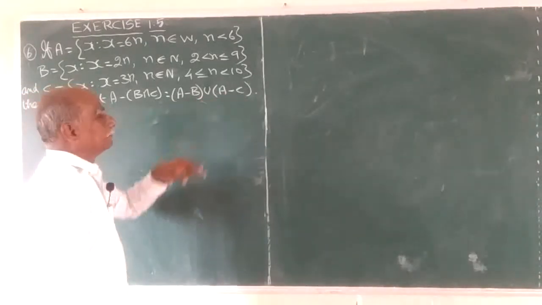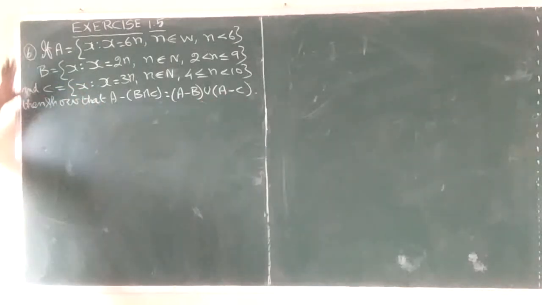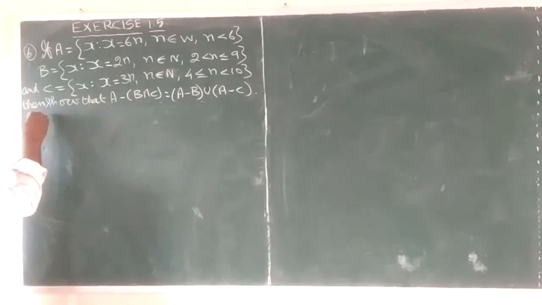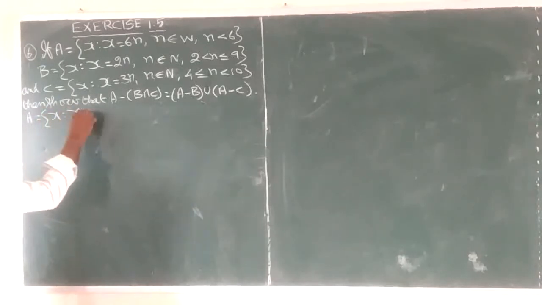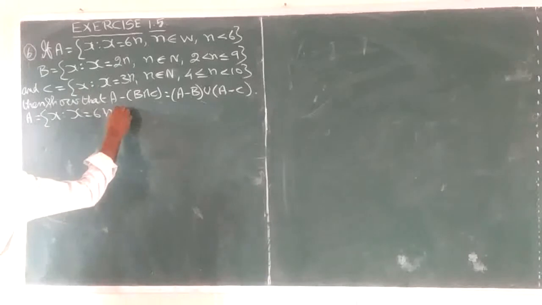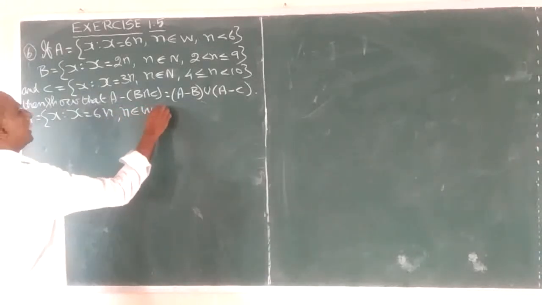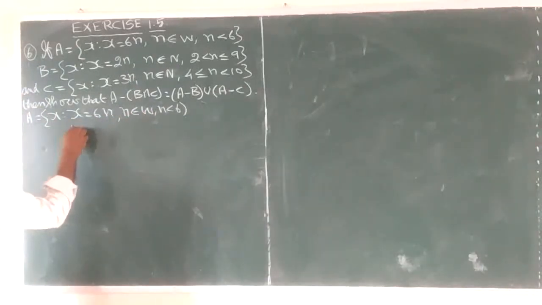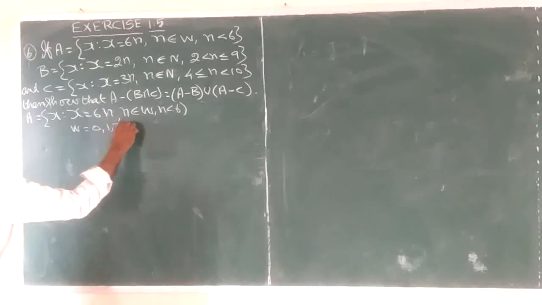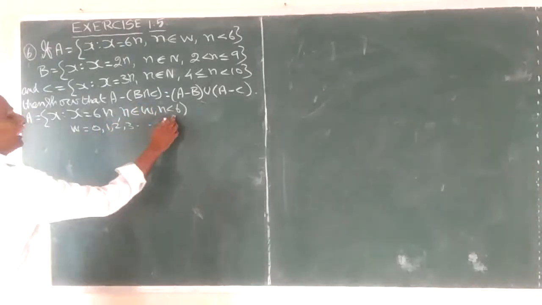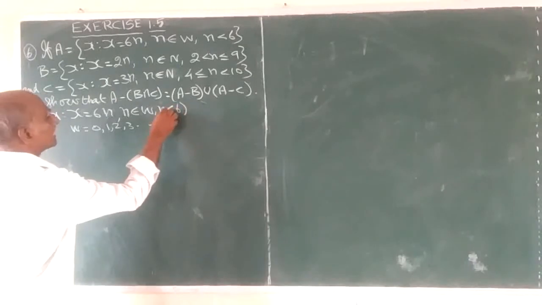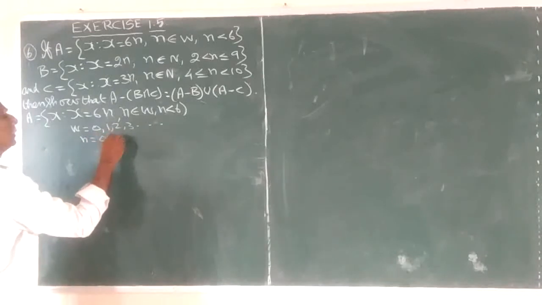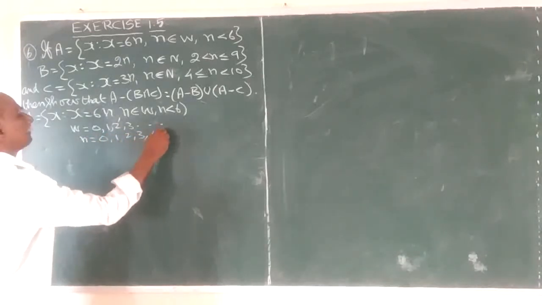Here the sets A, B, C are given indirectly. You have to find out what A and B and C are. First take A. A is given as x such that x equals 6n. Here n belongs to W and n less than 6. That means n belongs to W means W takes values 0, 1, 2, 3, etc. Here n must be less than 6, so up to 5 you have to take. So n takes values 0, 1, 2, 3, 4 and 5.